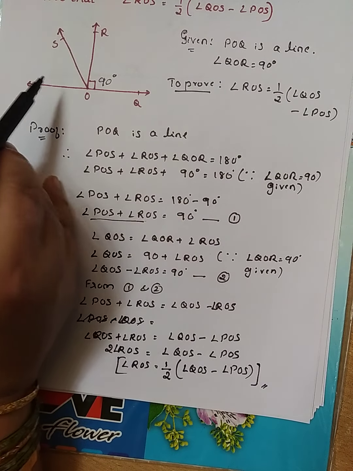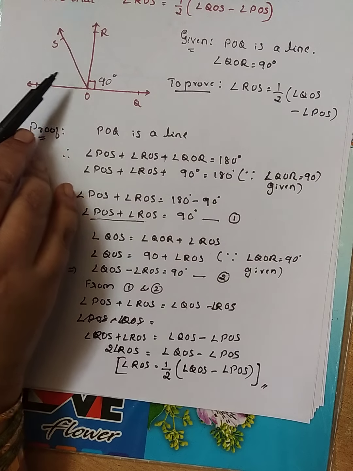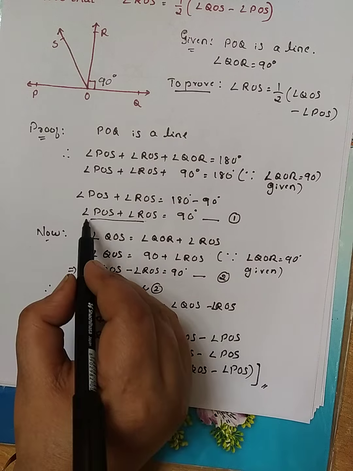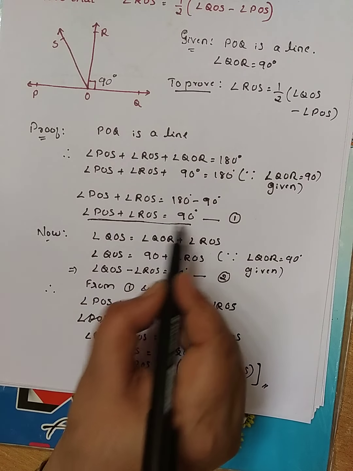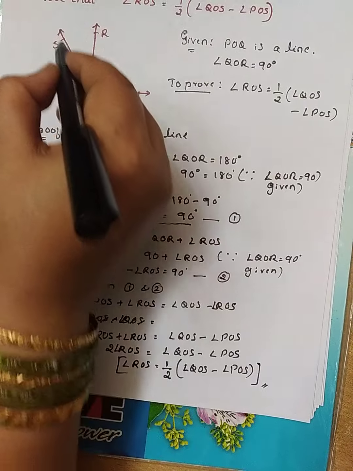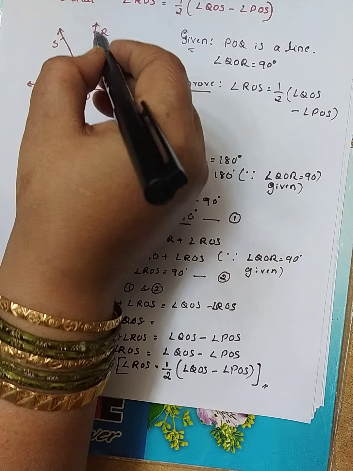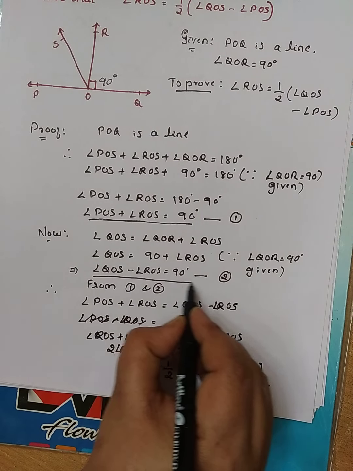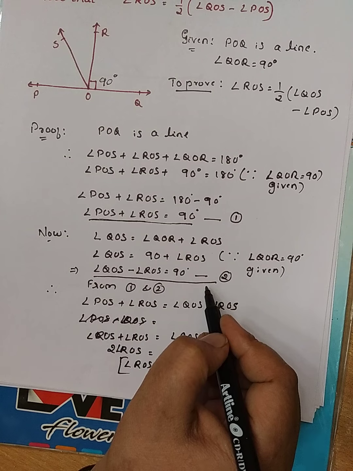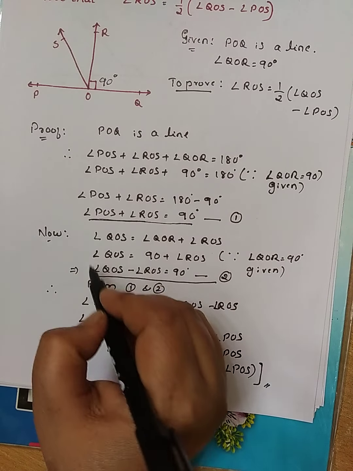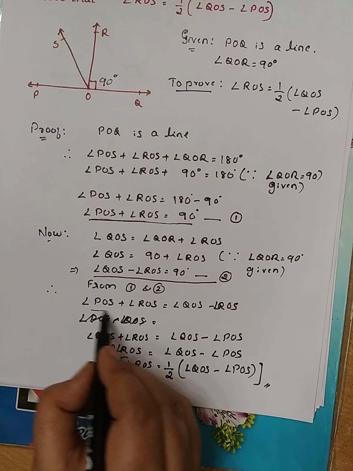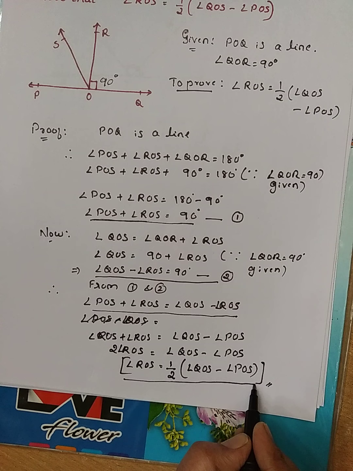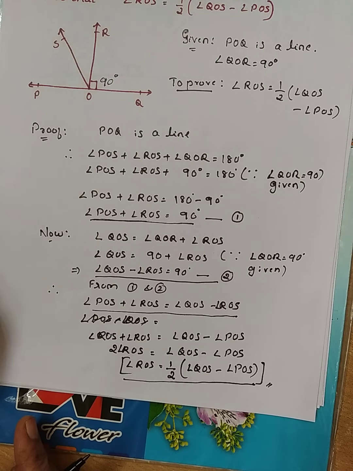First, what we have to do? Using the axiom, these three angles are equal to 180 degrees, and we bring it to this statement. Similarly, QOS equals this angle plus this angle. Then when simplifying, we get the second equation. When both equations are equal to 90 degrees, we equate the left-hand side. We get this step, and when we simplify, this is the last step, and we have done the proof.